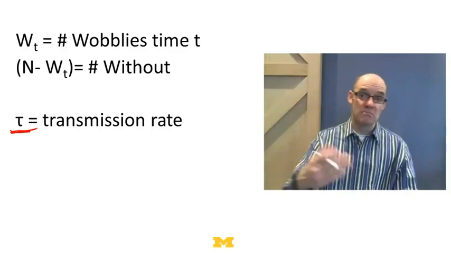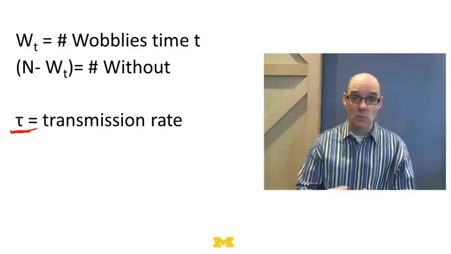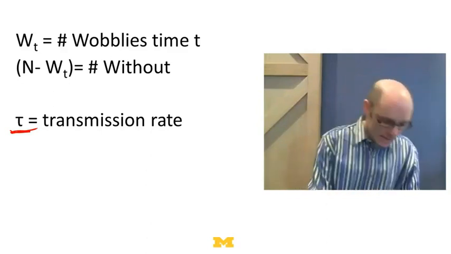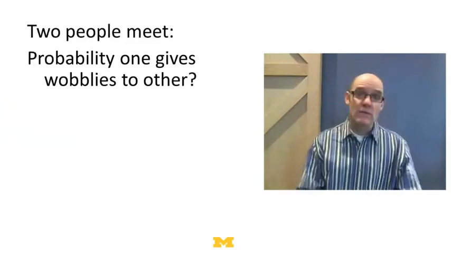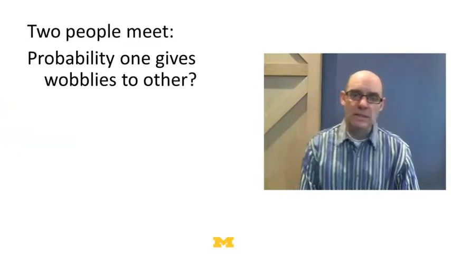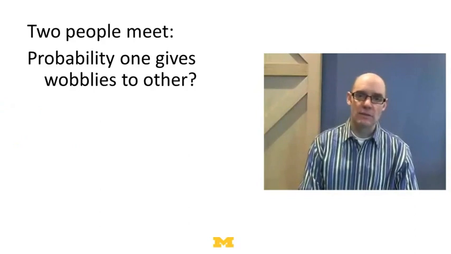So it could be that you don't get it, and it could be that if two people meet, when one has it and one doesn't, that they do get it. Tau is just the rate at which that occurs. So if two people meet, what's the likelihood that one person would give it to the other?